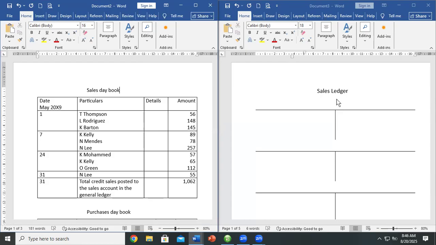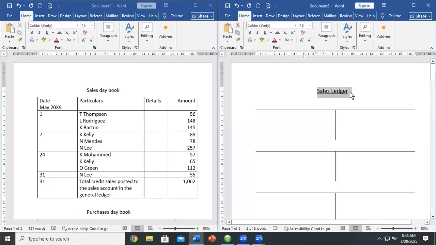So in your exercise book, all that you do is to write sales ledger and underline it. And in that sales ledger, open the account for T. Thompson. Okay, so let me do that. T. Thompson. But you can actually even start with the entries by looking at your first transaction.